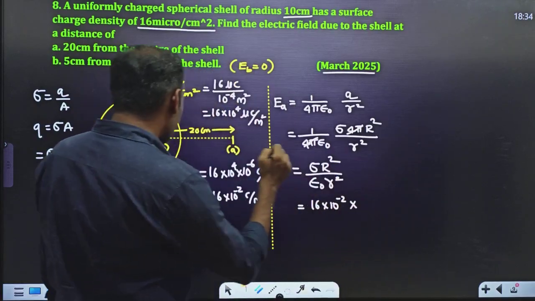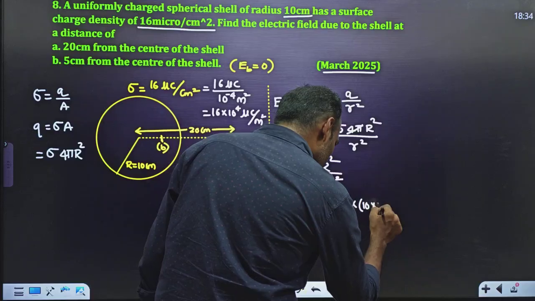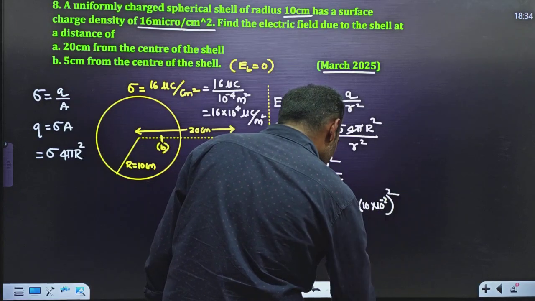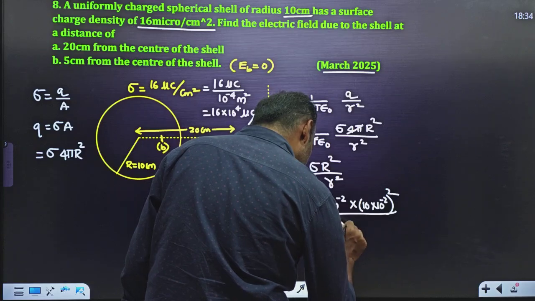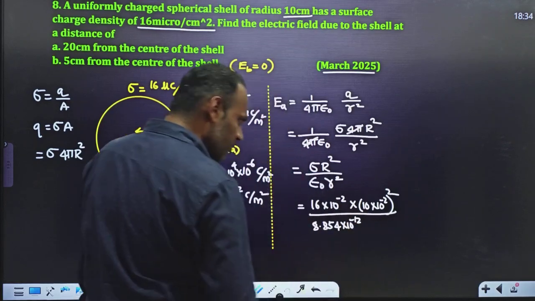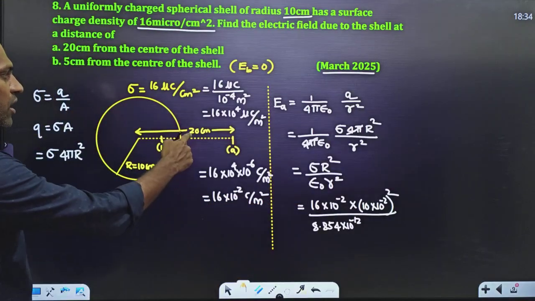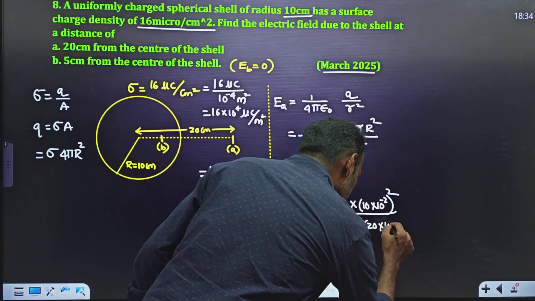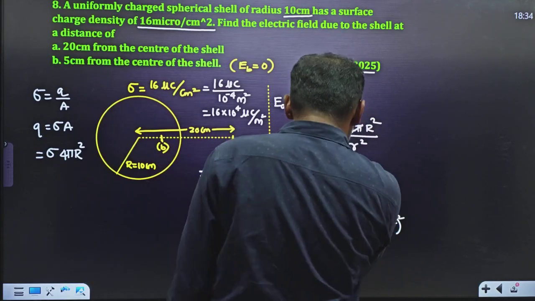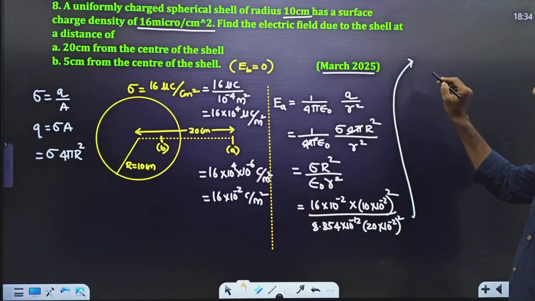Okay, r square, r is how much? 10 centimeter. Take it in meters. So 10 into 10 to the power minus 2 whole square divided by epsilon naught. Epsilon naught is 8.854 into 10 to the power minus 12. You should know its value, it is a standard value. Then small r is the 20 centimeter distance. Take it in meters: 20 into 10 to the power minus 2 whole square. Correct? Okay, we have to simplify this now.